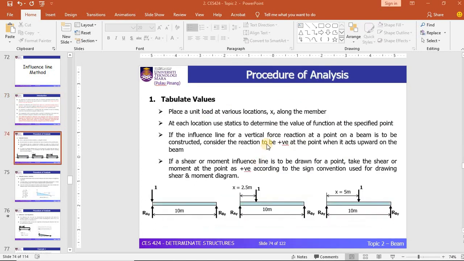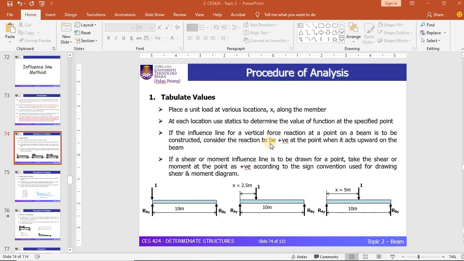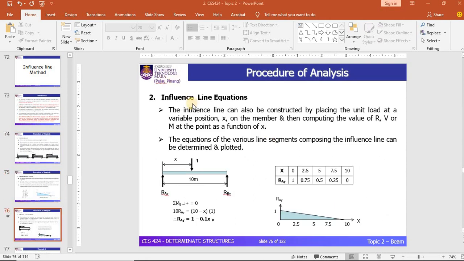Okay, so basically there are two methods that we can use to analyze the influence line diagram in a beam. The first one is tabulated values. The second one is the influence line equation. I don't want to discuss the first method in detail, so we will focus on the influence line equation.